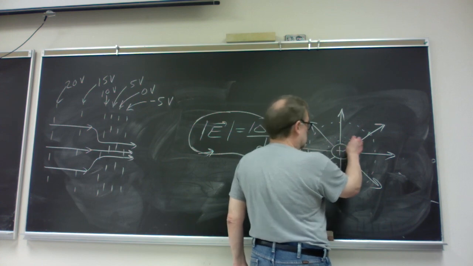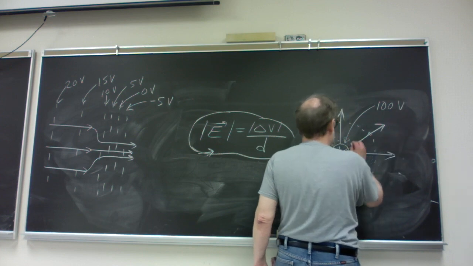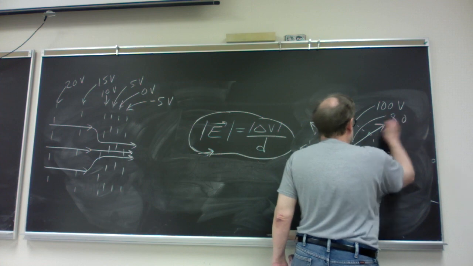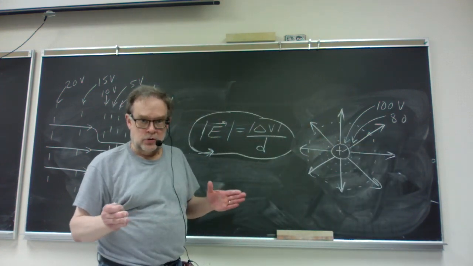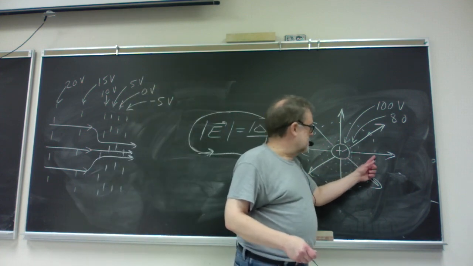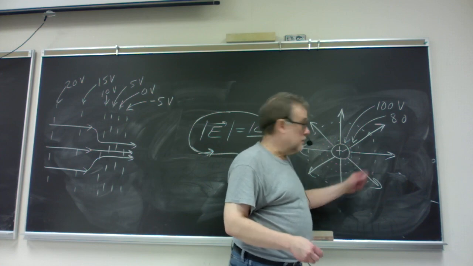So let's say that all the points on this circle are, let's say, 100 volts, and all the points on this circle are at 80 volts. Then now to get another 20 volt change in potential, you have to go a greater distance here than you did here, because out here the field is weaker.